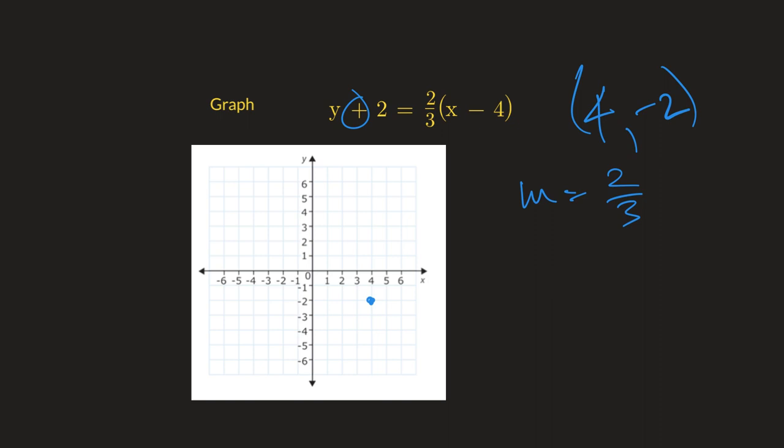Where is the slope telling me to go? Up 2, right 3. Both numbers are positive, so it's up and right. So from that point, 4, -2, we're going to go up 2, right 3. It's a positive slope. We should expect an uphill line. It does appear we have an uphill line.